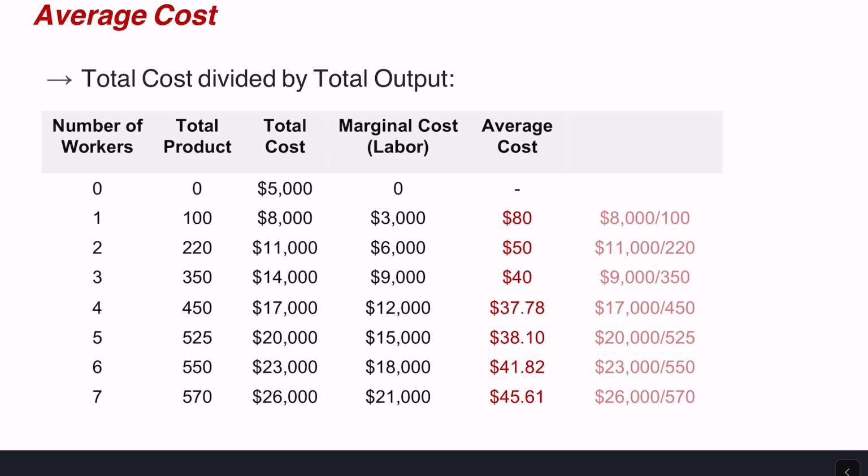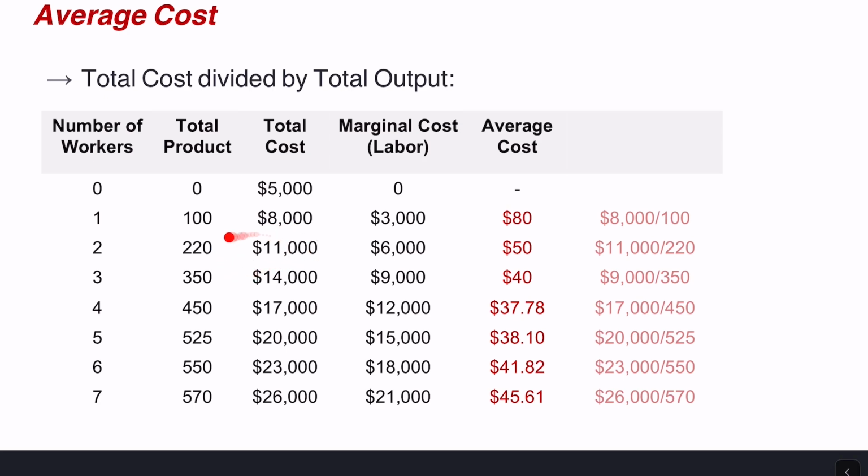Okay, next cost concept is average cost. We'll be using average cost to calculate profits after a decision of which quantity to produce. Average, really easy. It's going to be our total cost divided by our total output. Right? So we can calculate the average cost at each of these rows. It's just going to be the total cost, $8,000, divided by the total product or the output or the quantity, 100, right? So 8,000 divided by 100 will give us an average cost of $80.